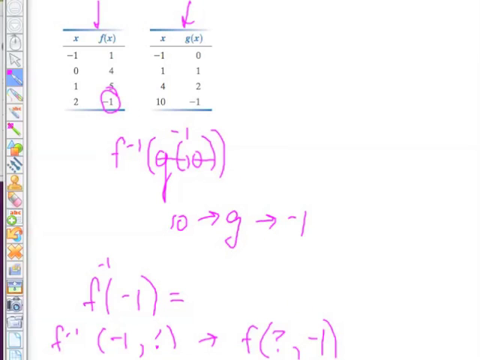input must be 2. So in other words, if 2 goes into the regular function, negative 1 goes out. Or if negative 1 goes into the inverse, then 2 will come out. So 2 is my answer.